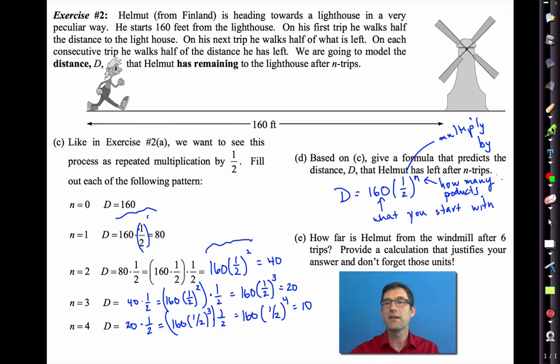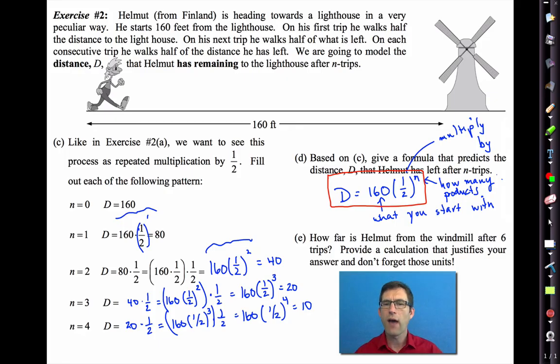All right, but that's it. Look at that. So nice. Let me circle it. Exactly what we had last time: a starting amount. Our starting amount last time was 3. Last time we multiplied by 2. Here we're multiplying by 1/2. Now, let's apply it. Let's use this formula.